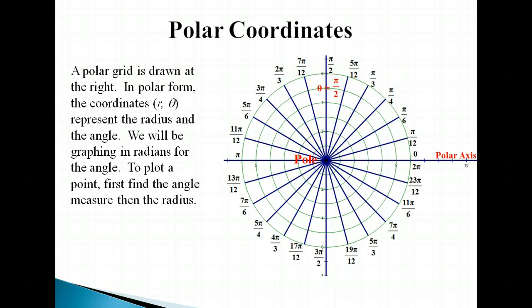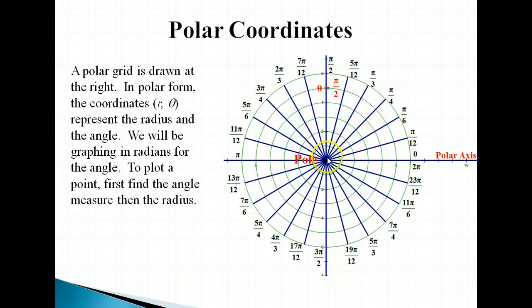The polar grid has a pole where you're normally used to seeing the origin. It also has an x-axis, which we're going to call the polar axis. And the vertical axis is going to be called the line theta equal pi over 2. Now I've broken up the grid into units of pi over 12. And I have 6 concentric circles drawn. Each one of those circles has a radius length of 1 unit longer than the previous one.